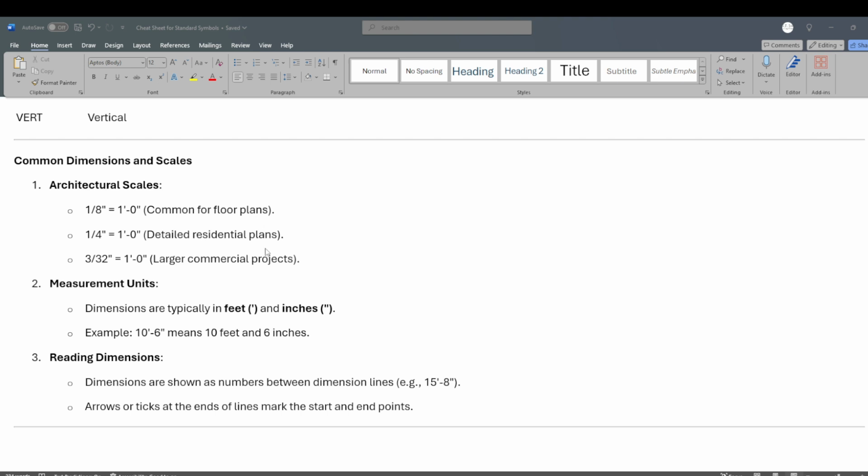Okay, common to most floors, most commercial plans, the common floor plans are 1/8. But as you get larger site plans or whatever, it could be 3/32 or 1/16, something like that. So, and reading dimensions from hash mark to hash mark.